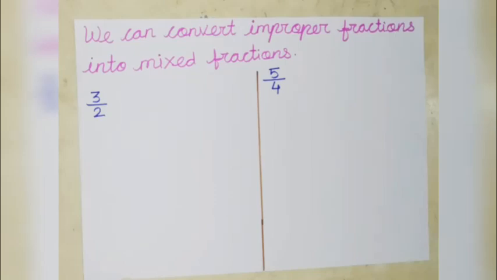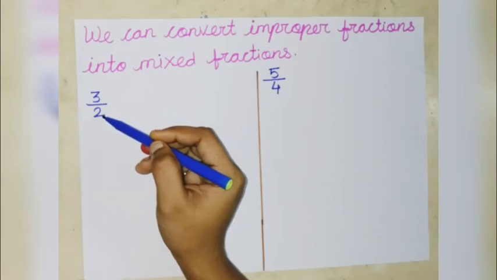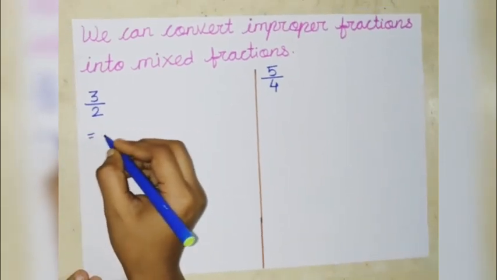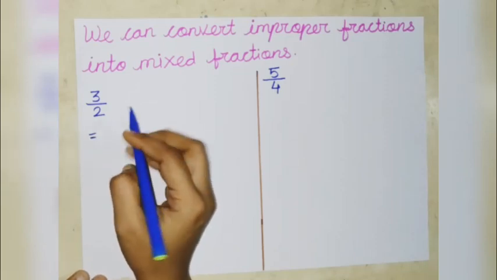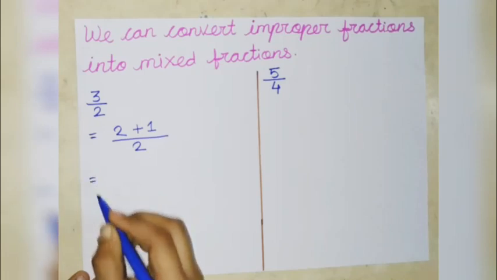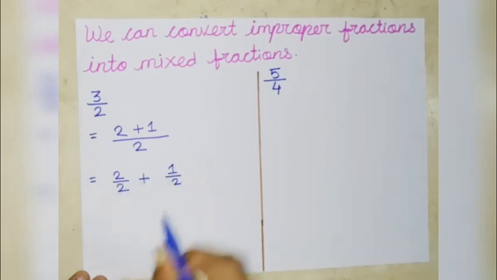Children, we can convert improper fractions into mixed fractions. How we will convert, I will show you. Here 3 is greater than 2, means the numerator is greater than the denominator. This is an improper fraction. We can convert this into a mixed fraction. For this we are going to use the denominator that I have written. How much more should we add to make 3? Yes, we will add 1. So that will be 3. And here 2 we will write as it is. Now we will separate 2 upon 2 plus 1 upon 2.